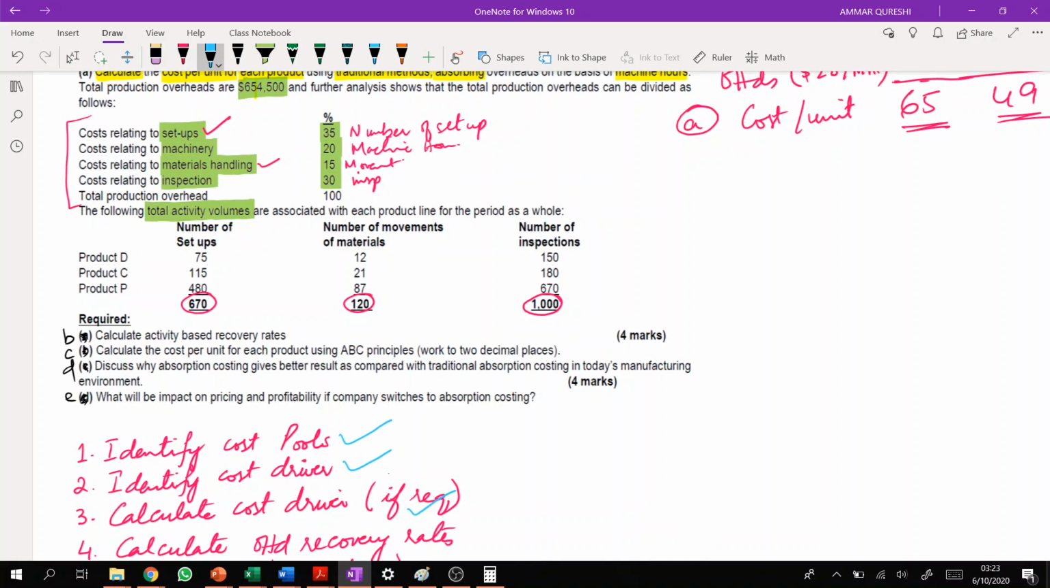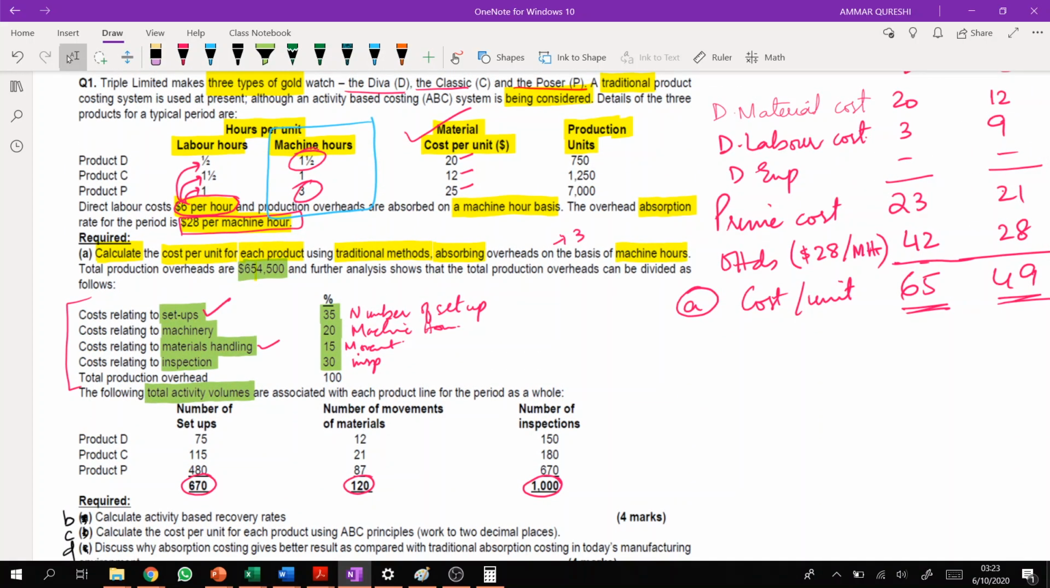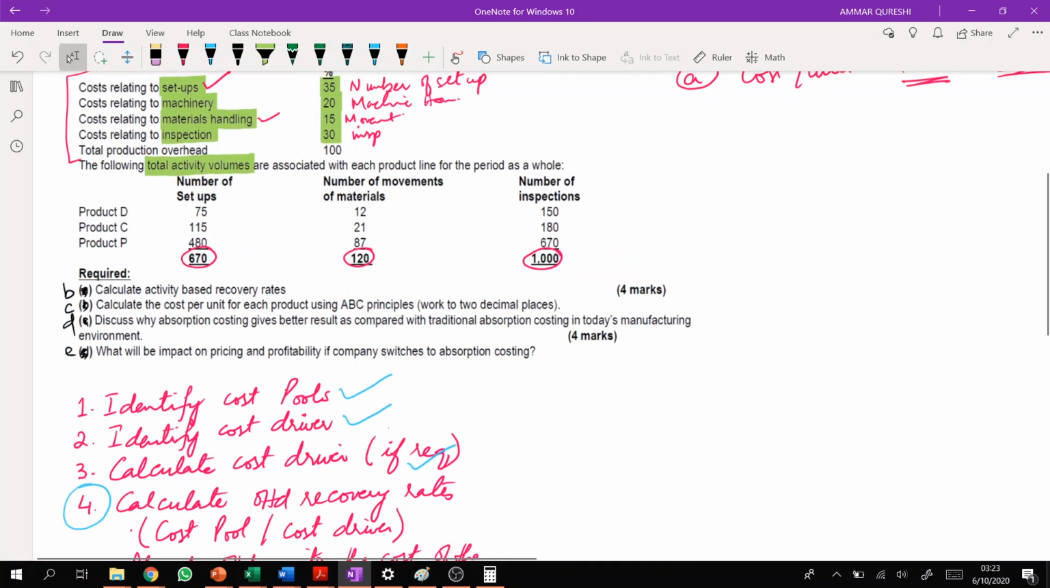See, number of setups are given, number of material movements are given, number of inspections are given. Number of machine hours are not given. We will calculate later whenever required. So now we are moving towards the calculation of overhead recovery rate, right? So this is basically the B part which we are going to do now. B part is actually not included in the original question. I actually plugged in this question because I believe that in the first question it's important to solve the question step by step, right?